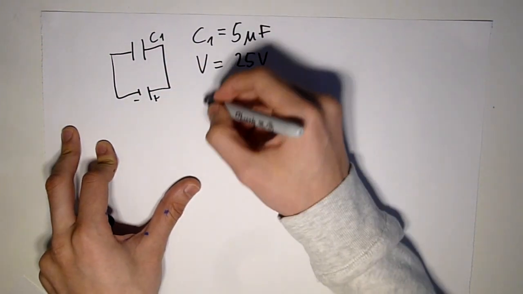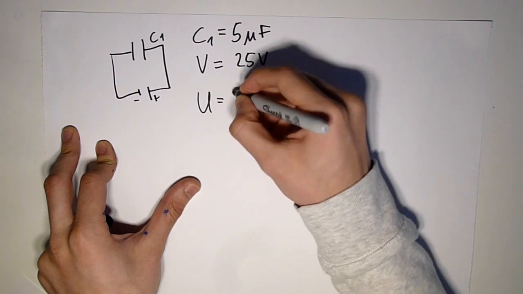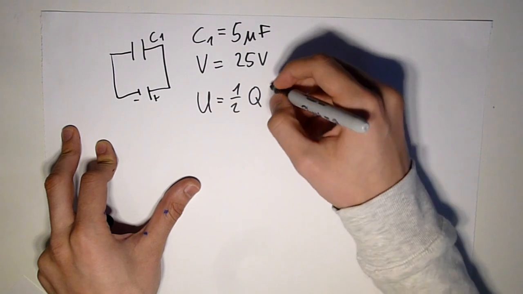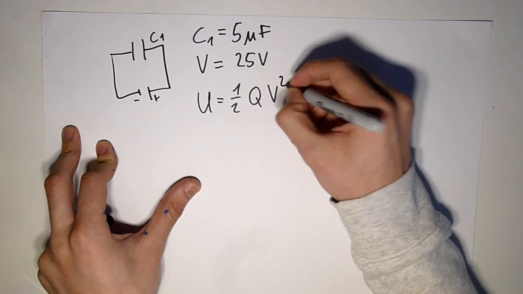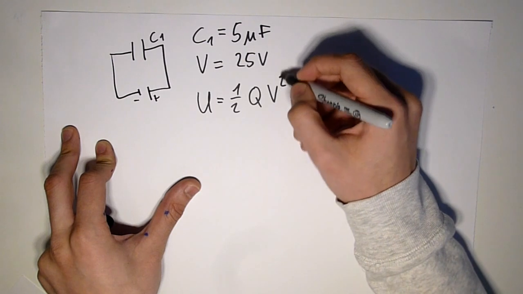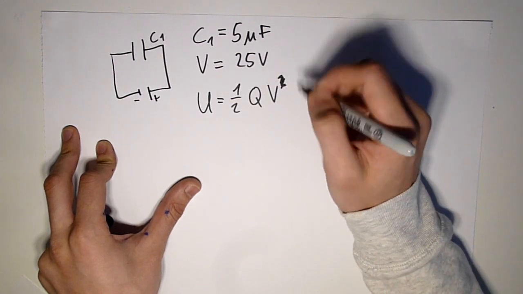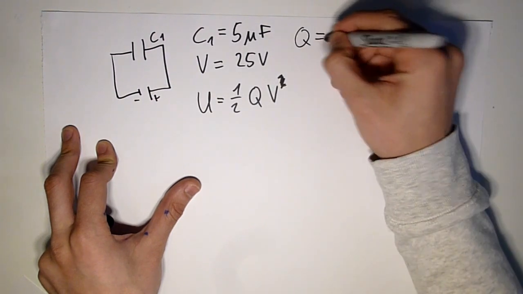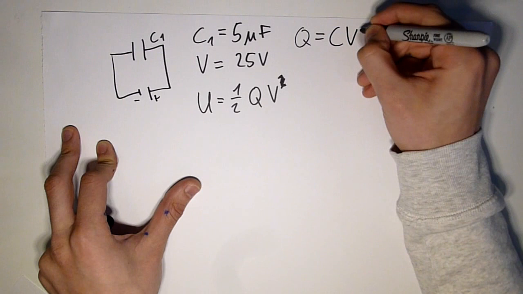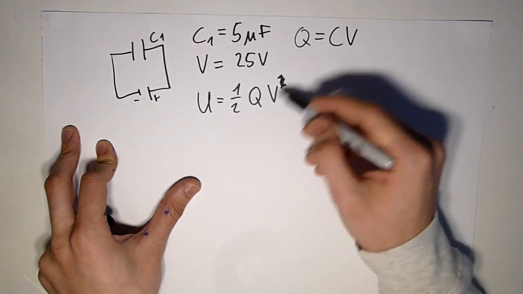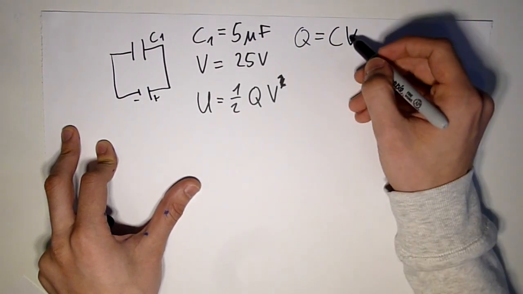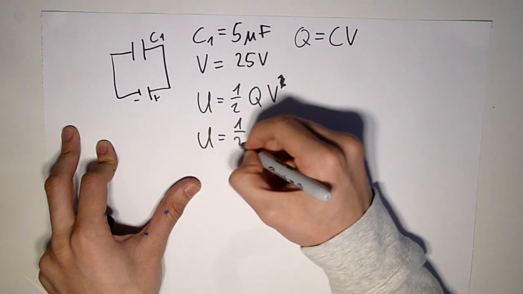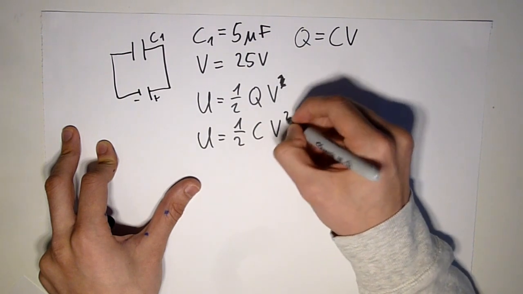Well, we know the formula for this is equal to 1/2 times the charge times the voltage squared, sorry. And we also know that the charge here, you can write that as the capacitance times the voltage. And you can see why I wanted to write the square here, because we can substitute this into here and we will get a new formula for the energy of the capacitor, which is 1/2 CV squared.